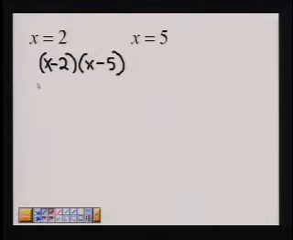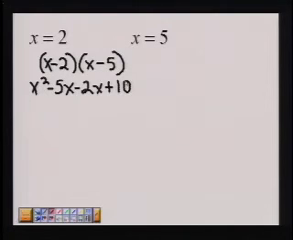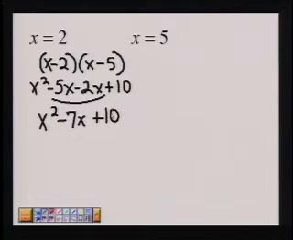X times x is x squared. X times -5 gives me minus 5x. -2 times x gives me minus 2x. -2 times -5 gives me plus 10. Again, we add our like terms in the middle. So I have x squared minus 7x plus 10.